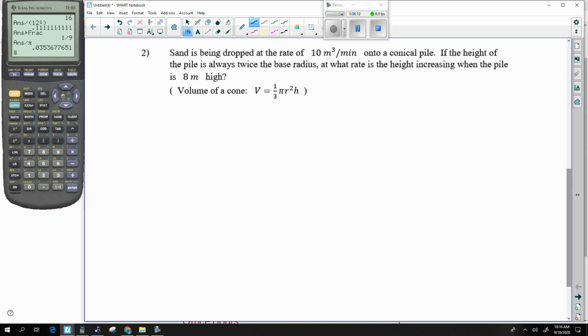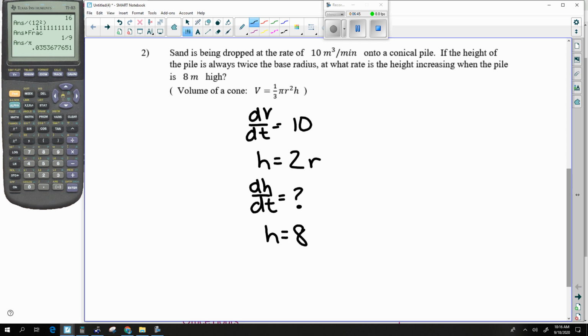Okay, sand is being dropped at a rate of 10 cubic meters, so volume is changing at a rate of 10, onto a conical pile. The height of the pile is always twice the base radius, so the height is always 2 times the base radius. At what rate is the height increasing when the pile is 8 meters high? Okay. So this is a cone.